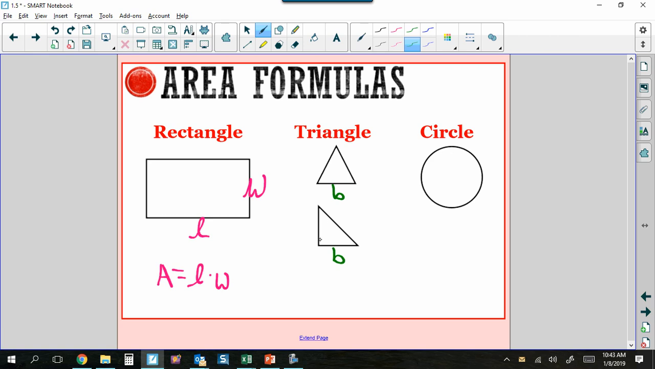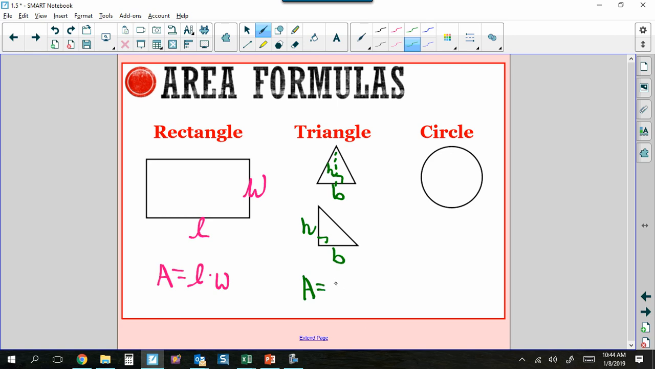So for the triangle on the bottom, I've given you a right triangle, so this would be our height because the base and height are perpendicular to each other, making that right angle. In the top triangle, these corners are not right angles, so our height is actually going to be located on the interior of the triangle right here. That would be our height. So just remember, height is always straight up and down.